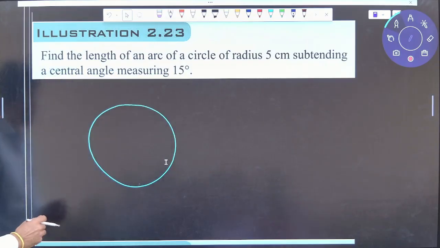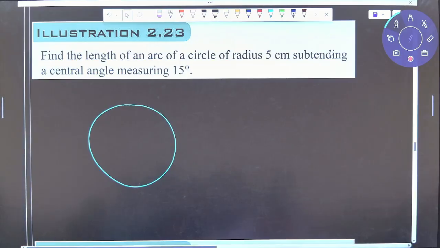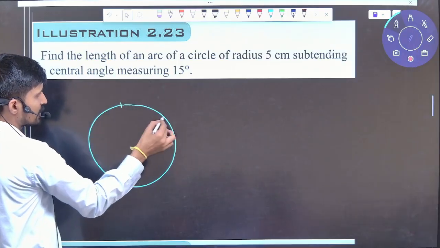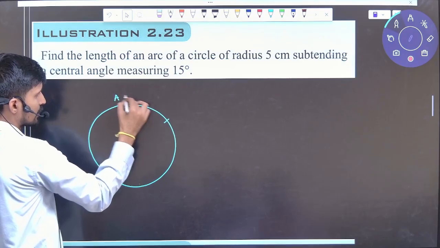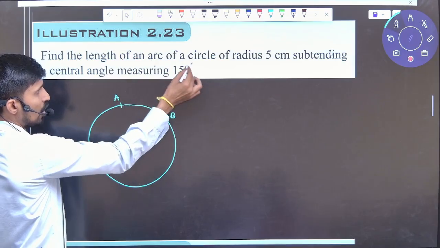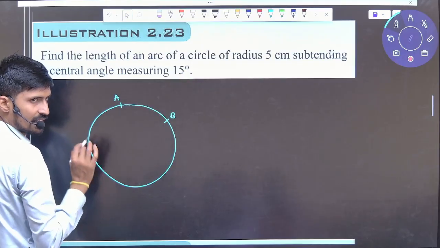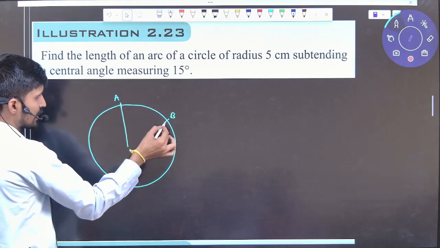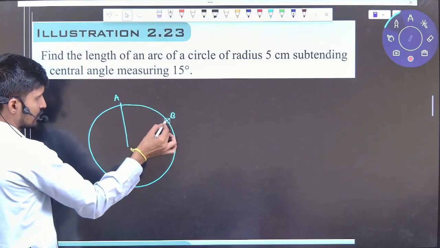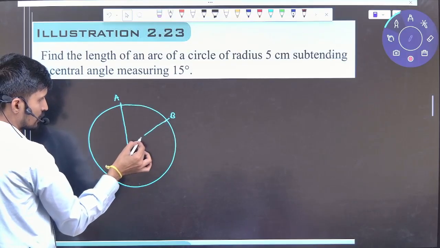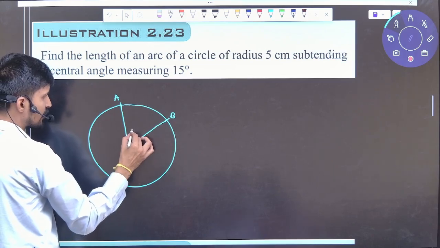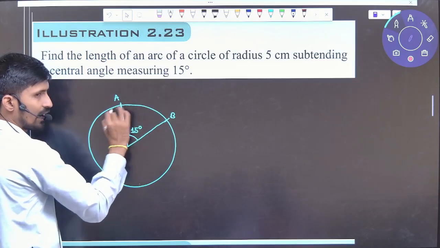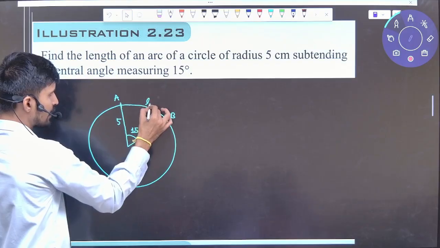So this is a circle, okay na? And length of arc. So let's say some arc is there, AB arc, of a circle of radius 5. This circle radius is 5. And central angle it is measuring is 15 degree. If this angle is 15 degree, radius is 5, then find length AB. So let's say length AB is L.